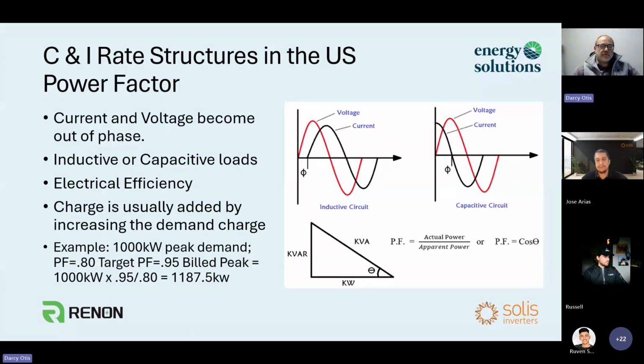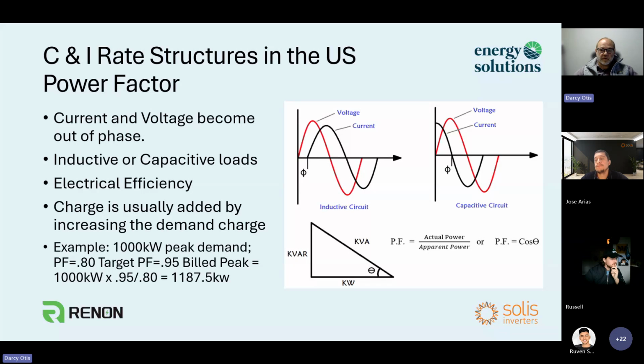The final factor that's often on a commercial and industrial rate is called power factor. I'll try and keep this real simple, but basically what happens is your current and your voltage become out of phase within your facility. How does that happen? Typically, it happens if you have an inductive load or a capacitive load. Most often, it's an inductive load, like an electrical motor or that type of thing that induces current, which essentially gets the current and the voltage out of phase.